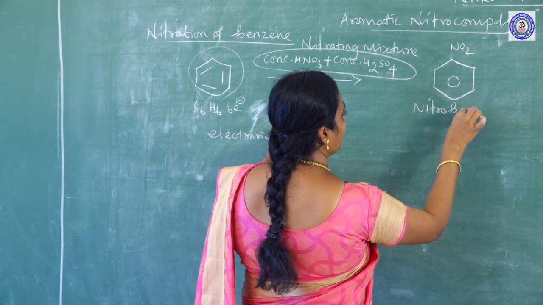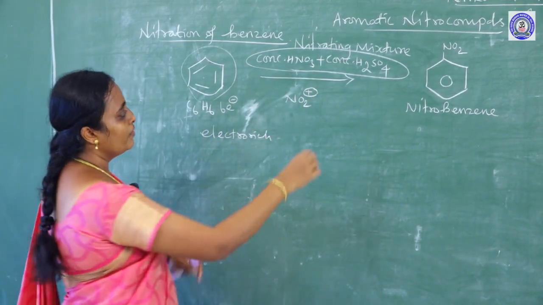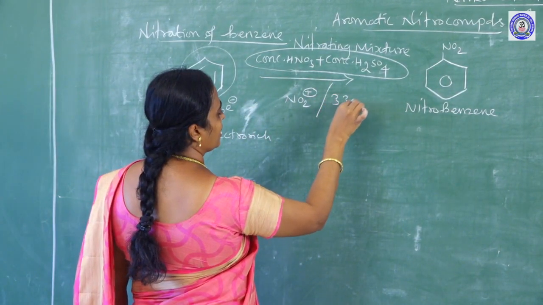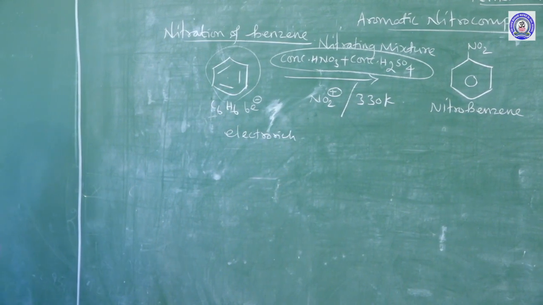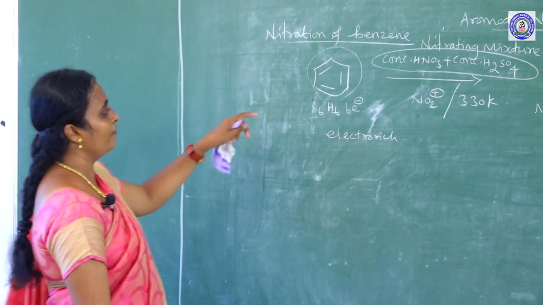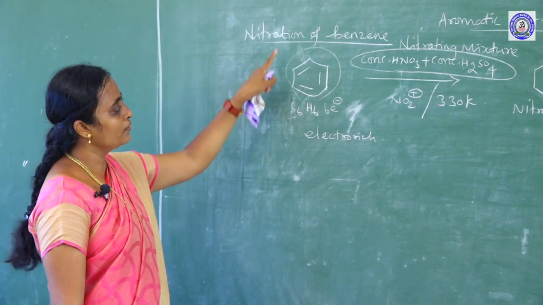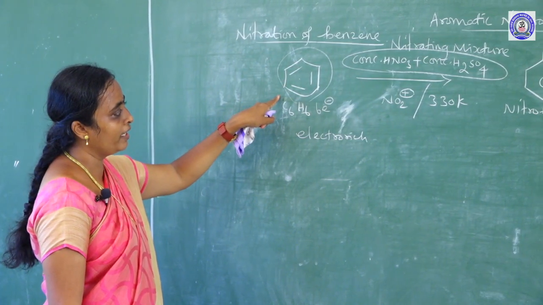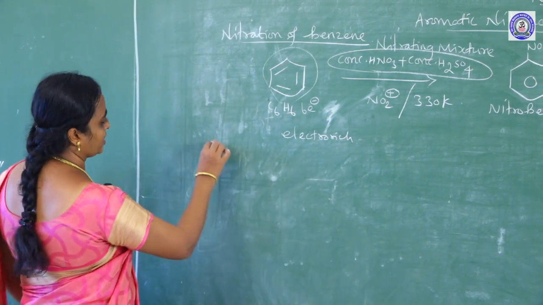But this nitrobenzene preparation will not occur at room temperature. We should apply a temperature of 330 Kelvin. This is the method of preparation of nitrobenzene. Coming to chemical properties, once again, if I mention the electron rich center, this will act as a nucleophile, where you will expect the electrophilic substitution reaction.